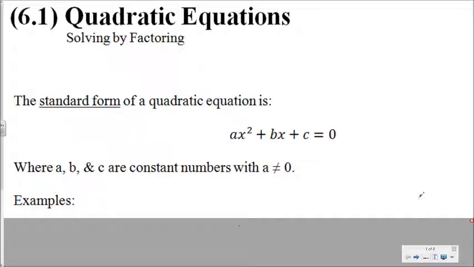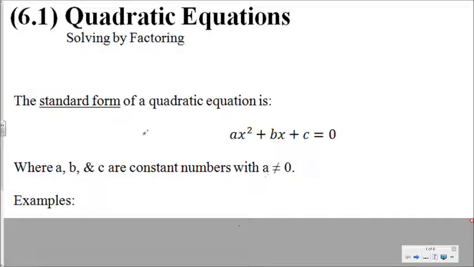So in this video, we're going to talk about quadratic equations and how to solve them by factoring. Before we get to the nitty-gritty of solving these types of equations, let's take a closer look at how they actually appear and some of the fundamental information we're going to need in order to solve them.